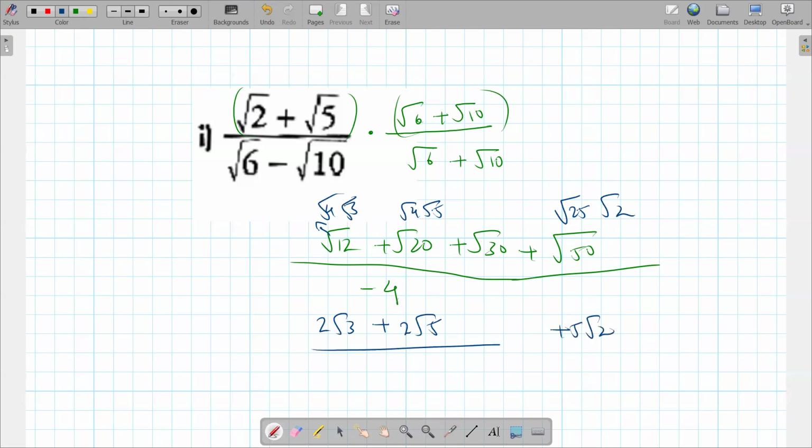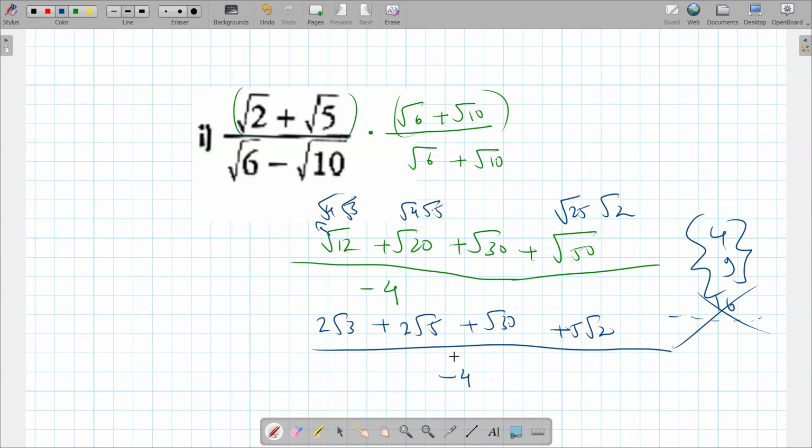What about root 30? Is that reducible? No, because the perfect squares are 4, 9, 16. A rule of thumb is that you don't have to check for perfect squares for more than half of this. Half of this is 15, so you don't have to worry about 16 either. There's no way that will go into this. 4 and 9 don't go into it, so therefore it can't be reduced.